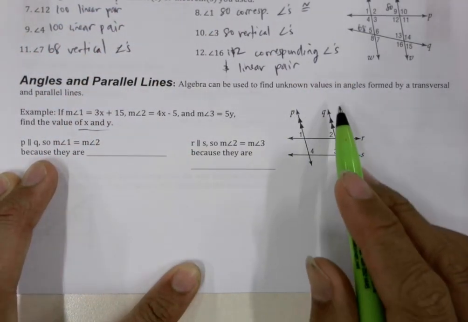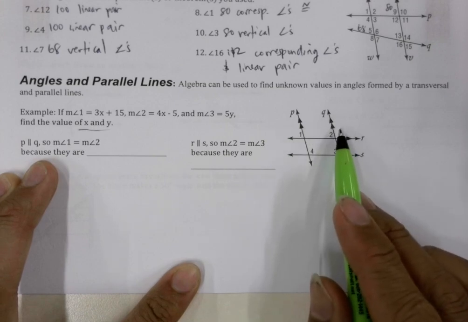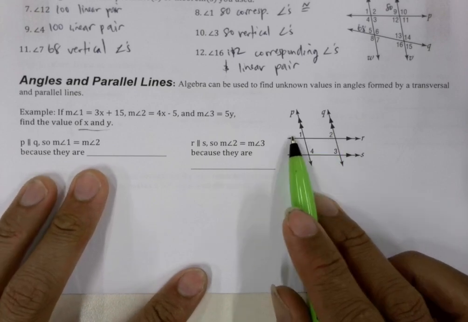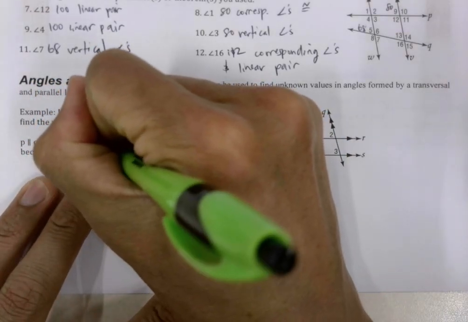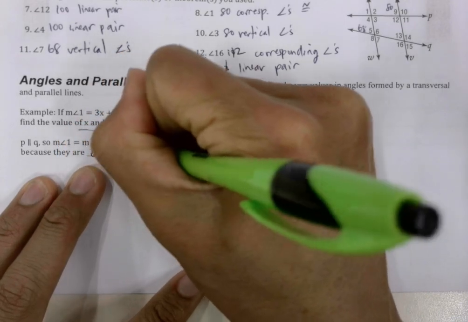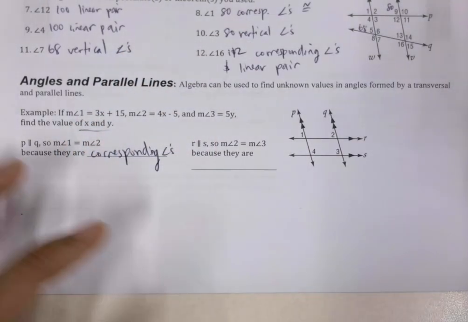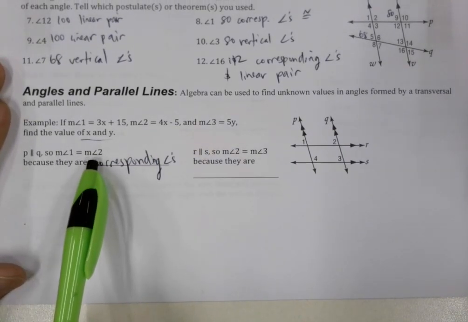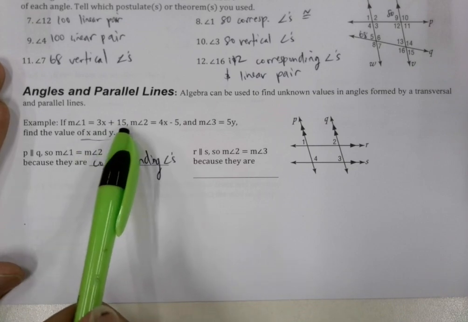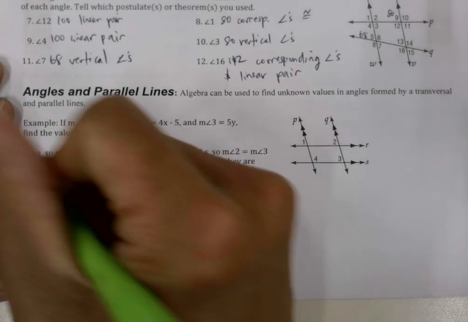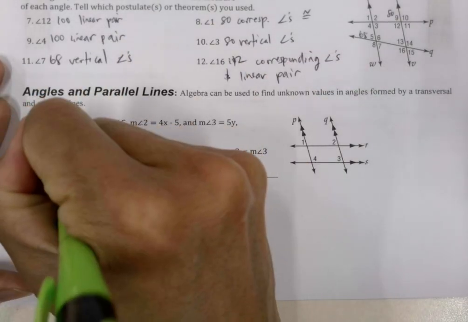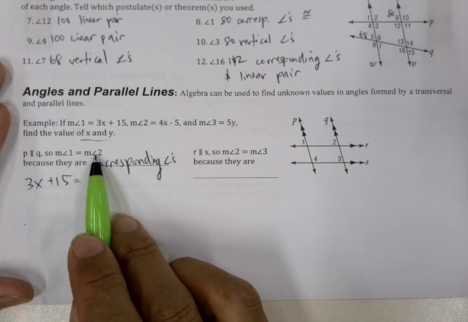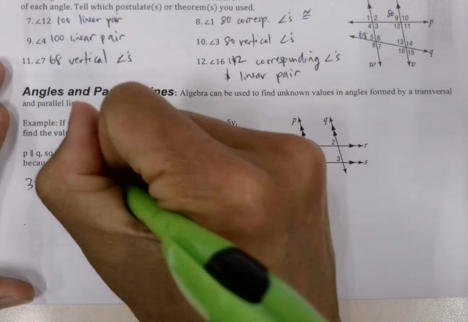Because P and Q are parallel, which we can tell by these little arrows, we know that angle 1 and angle 2 are congruent because they are corresponding angles. If they're congruent, we can set them equal to each other: measure of angle 1 is equal to measure of angle 2. Then we can use substitution. Let's get 3x plus 15 is equal to, and we substitute what m2 is equal to, 4x minus 5.